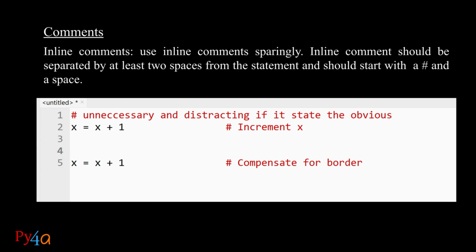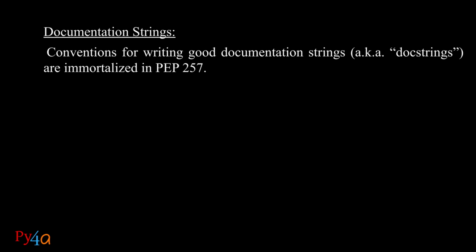Here you see it says unnecessary and distracting if it states the obvious. Here we are incrementing the variable x by 1 and then inserting a comment saying increment x. It is obvious, so it is unnecessary and distracting. But look at the next example where we have x being incremented by 1 and we say compensate for border. Putting that statement, compensate for border, gives a description of what we are doing, and it's appropriate and makes readability better, unlike the previous example stated on line 2.